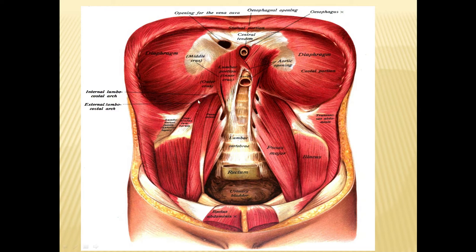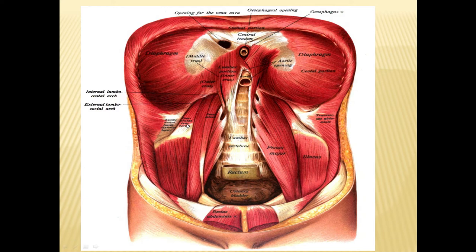Here internal and external lumbocostal arches are written. Internal means medial and external means lateral. So there are two arches, medial and lateral arcuate ligaments. Medial arises from the fascia of the psoas major and lateral arises from the fascia of the quadratus lumborum. Okay, and the right crus.